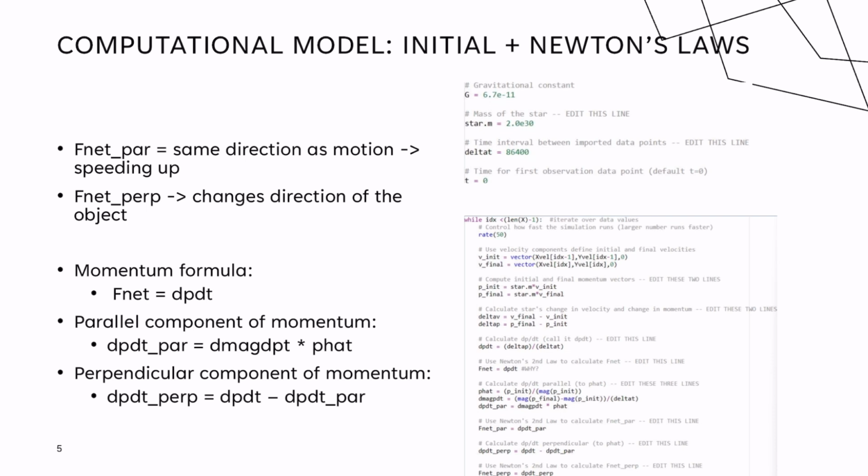So here we can see the code for the computational model of the initial velocity. If the parallel component of F-net was in the same direction as the motion, that meant the object was speeding up, and the perpendicular component of force just changed the direction of the object. And then we also have the momentum formula code, and the parallel and perpendicular components of momentum code, as seen.